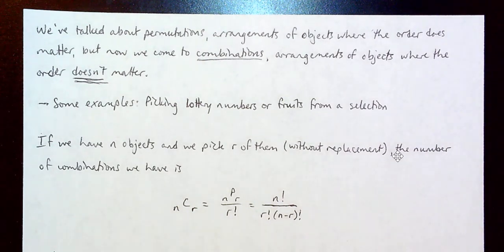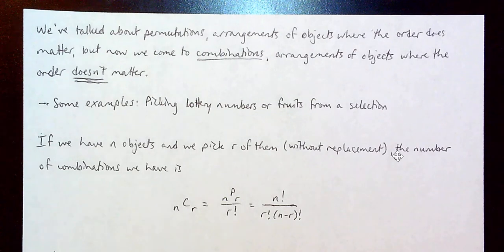Just as a quick recap of the definition, a permutation is an arrangement of objects where the order does matter. But when we talk about combinations, they are still arrangements of objects, but the order in which we have the objects does not matter. Some examples of things that would be combinations: picking the numbers of a lottery. You don't have to get the numbers in the same order as they're picked. You just have to get the same numbers as the ones that are picked.